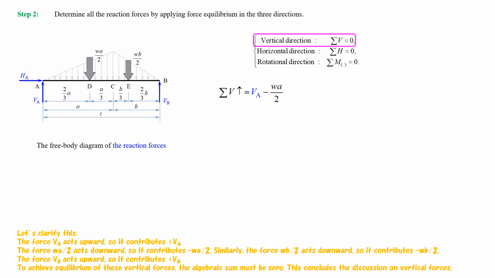Similarly, the force W multiplied by B divided by 2 acts downward, so it contributes minus W multiplied by B divided by 2. The force VB acts upward, so it contributes plus VB. To achieve equilibrium of these vertical forces, the algebraic sum must be 0. This concludes the discussion on vertical forces.